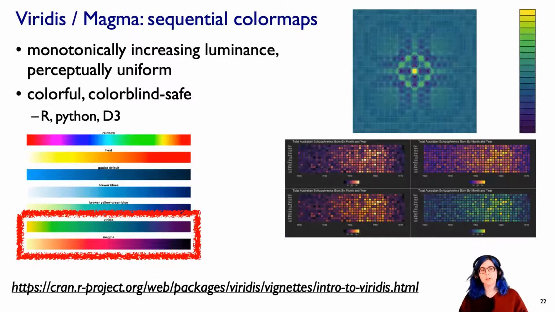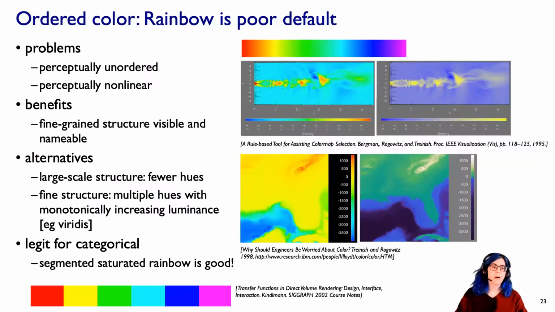There's some nice ones. Viridis and Magma are great for sequential color, carefully designed and now deployed in many tools. And in these, the luminance is monotonically increasing. The hues are ordered by luminance. They have other nice properties. They're perceptually uniform. They do have multiple colors in them. And as we'll talk about later, they are colorblind safe. So these are both some useful color maps for sequential data.